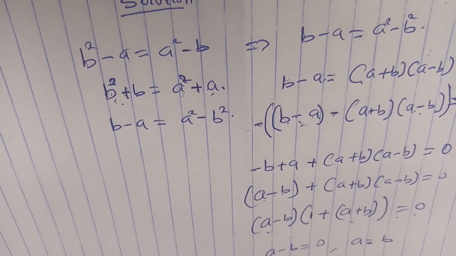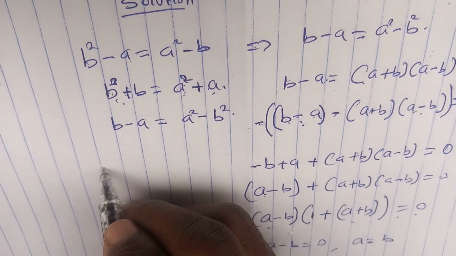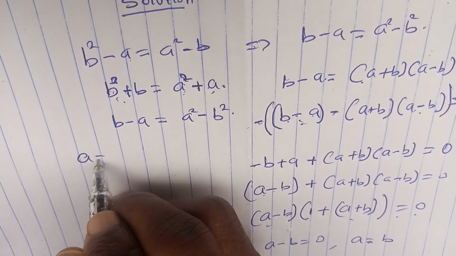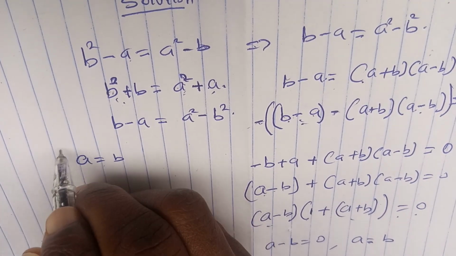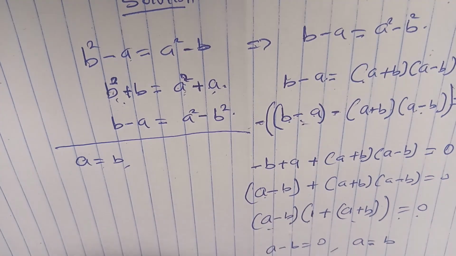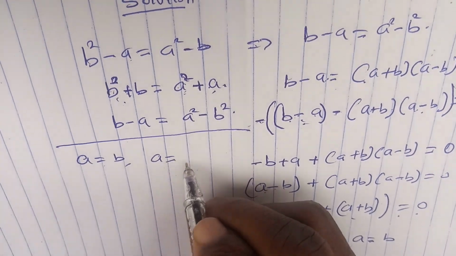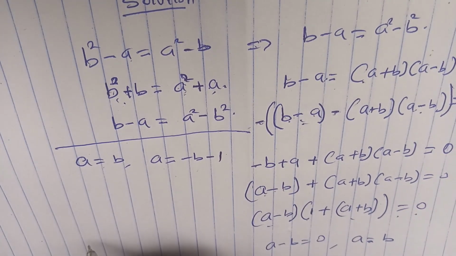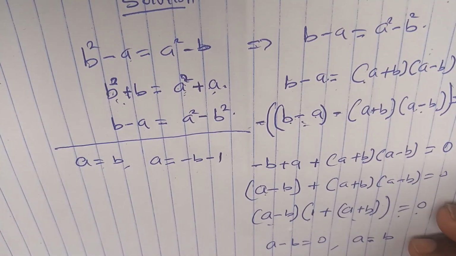So if we've gotten this, we are now having a is equals to b. So let's differentiate it from this other one. A is equals to b, and we are now having a is equals to minus b minus 1. Okay, so we've done this. What then is our next step?